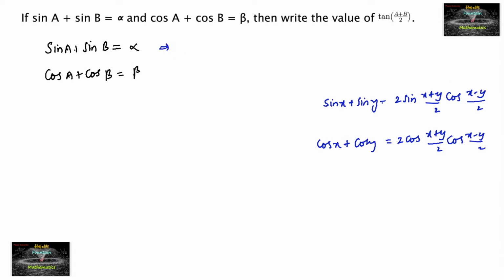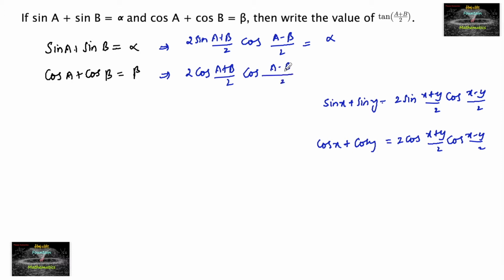So substituting the formula here, 2 sin (a plus b) by 2 into cos of (a minus b) by 2 is equal to alpha, and here we have 2 cos (a plus b) by 2 into cos (a minus b) by 2, which is equal to beta. Say this is equation 1 and equation 2.